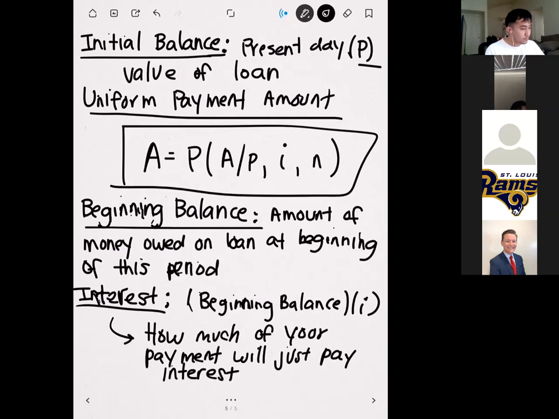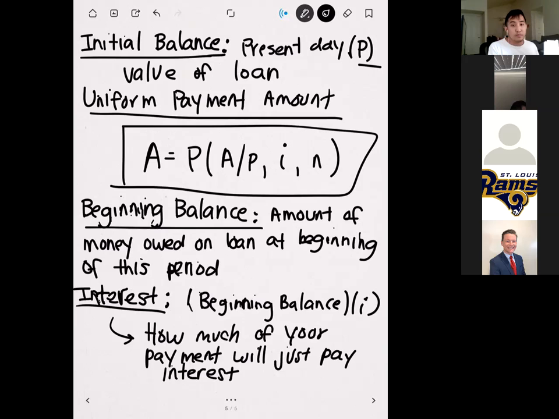Basically every time you make a payment, a certain amount of your money goes towards paying the interest, while the other chunk actually goes towards paying the amount that you owe. So the higher the interest rate, the more interest you're going to pay, and the more money you have to pay out overall. Okay, any questions on this?